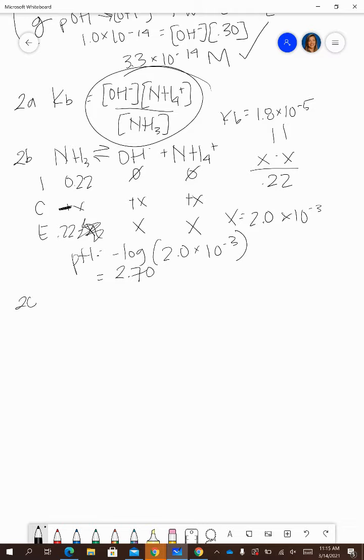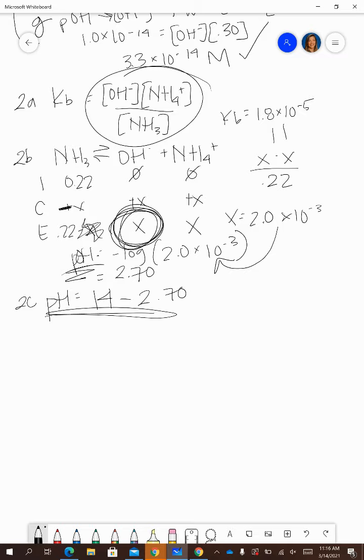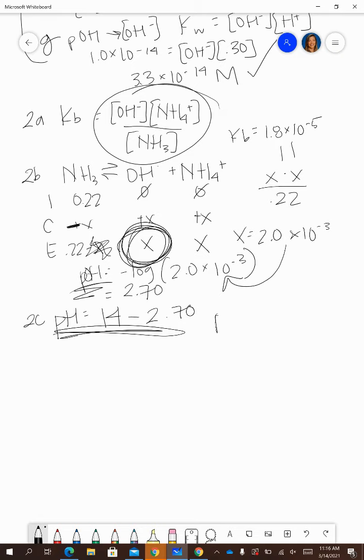Then on 2C, people did a nice job with this. They said, hey, the relationship between that is pOH is 2.70 because that was the negative log of the hydroxide ion concentration, okay? And then to get 2C, our pH should be 14 minus the pOH, because that's the relationship there, and this is on your reference sheet, okay? So you should have gotten that the pH then is 11.30.